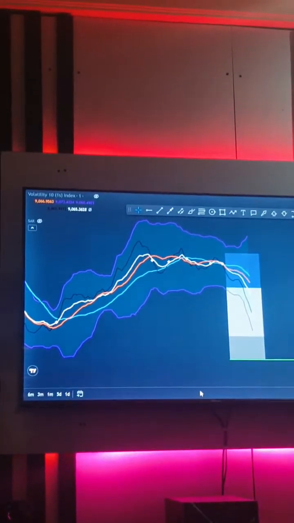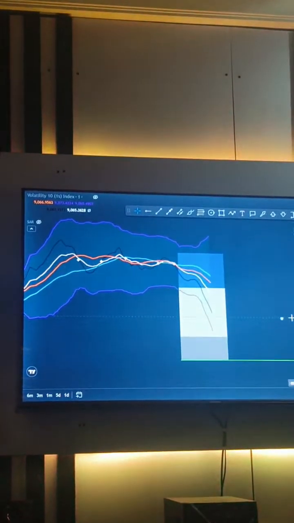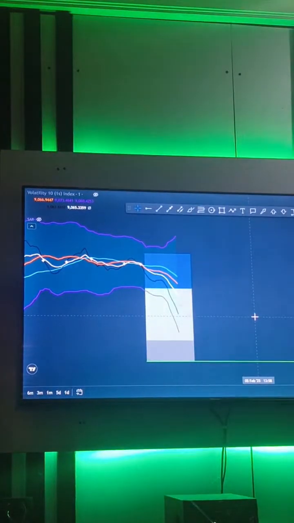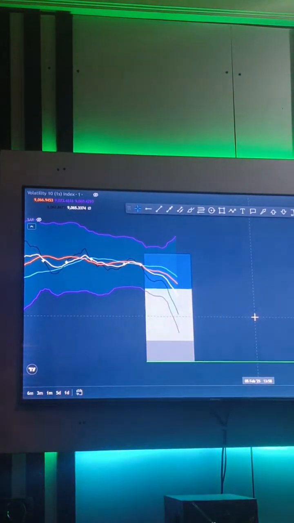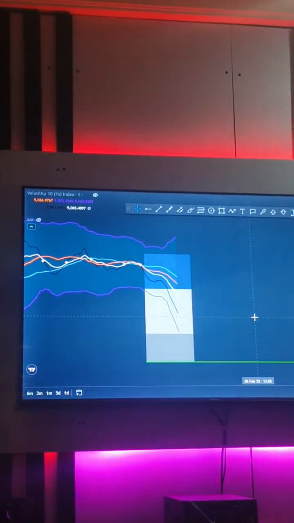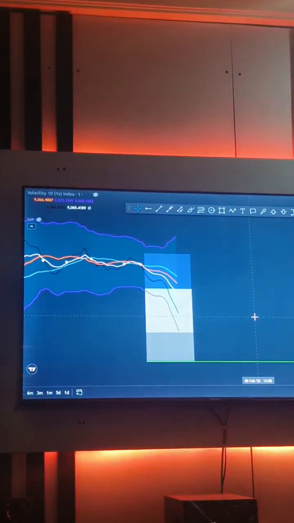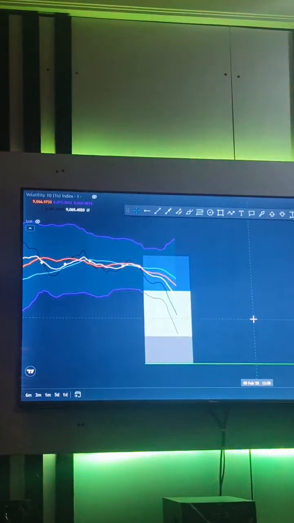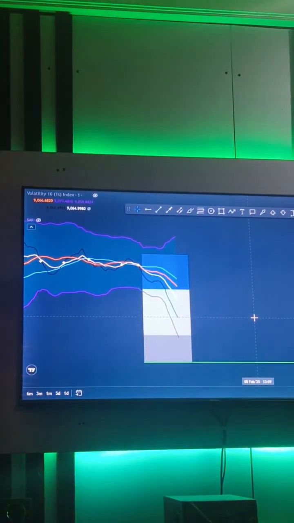I've almost hit TP, guys. This strategy, I told you guys, has a very massive win rate. It makes it very easy for you to analyze the market and get good profits. I said it's very, very easy to implement.